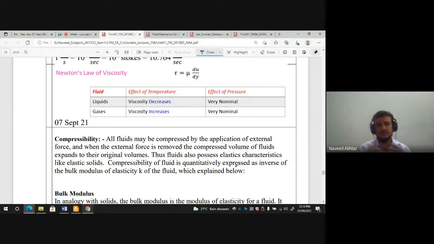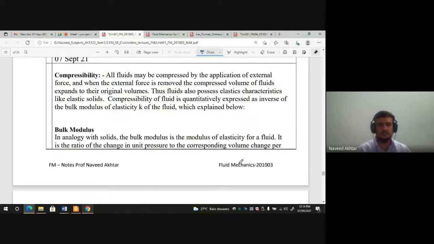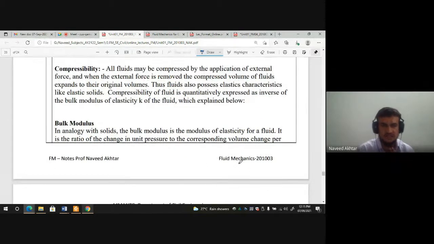So that is the effect of temperature on the viscosity of the liquid and the gases. Now today we will see the compressibility. Compressibility is that if you compress the fluid, it will compress by the application of external force. And when the external force is removed, the compressed volume of fluid expands to its original volume.